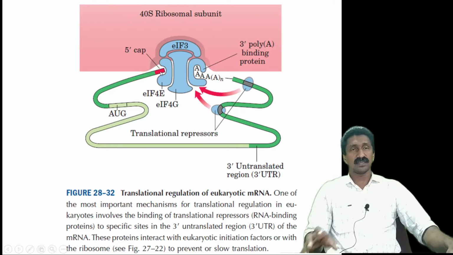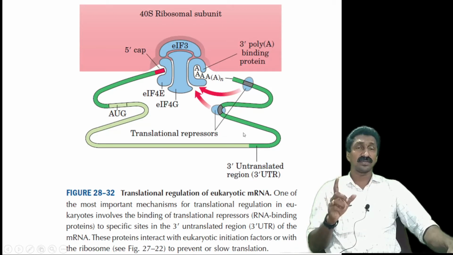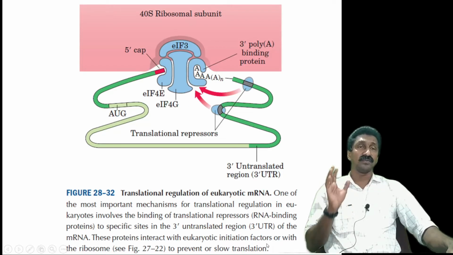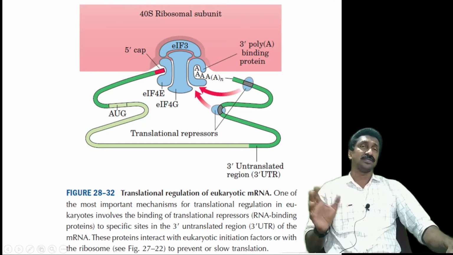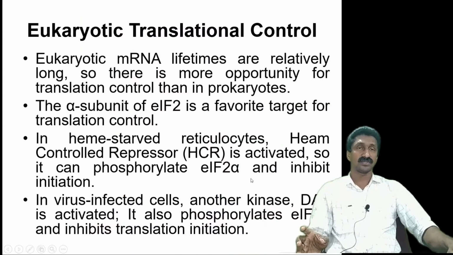Generally, once again, I am explaining here. This is a 5' cap. This is a 5' untranslated region, and this is the translated region. Starting from the AUG codon, this region will be coded, and this is the 3' untranslated region, or UTR. As you can see, the translational repressor molecules will bind to the 3' untranslated regions, and after binding, it will interact with the eukaryotic initiation factors 4E and 4G, and also with the ribosome assembly, and that interaction will result in the prevention or slowing down of translation. So this is an example of translation regulation in the case of eukaryotic mRNAs.